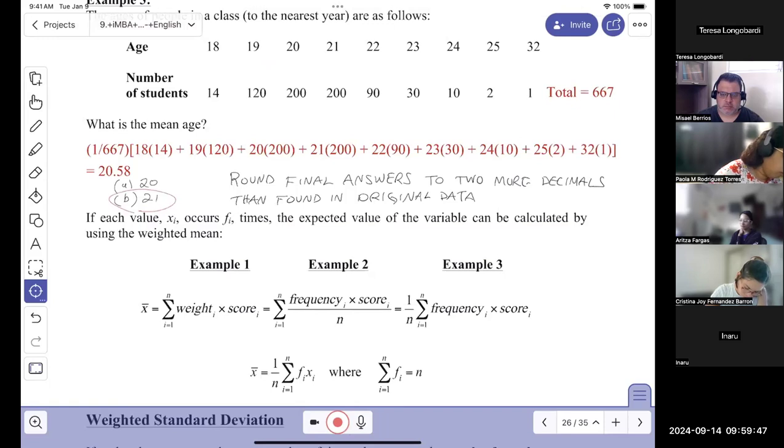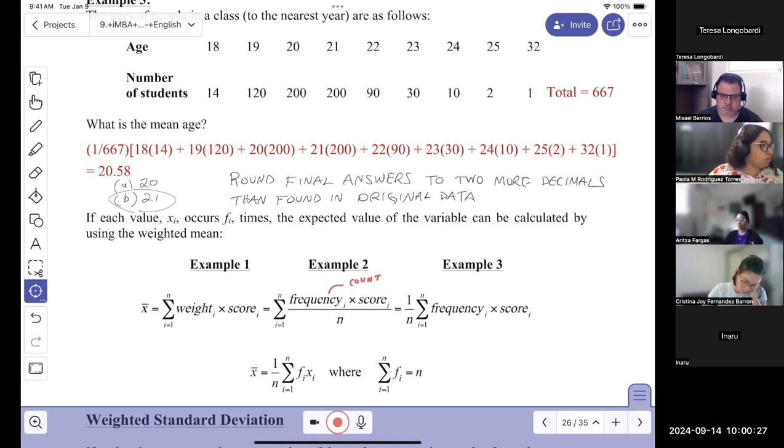All right, so I just showed you in the first example, we were given the weights and we used the principal weight times score, summing them. In the second example, we used the frequency or the count, I call it the count, times score. And then we divided by n because these are really weights. In the third example, I used frequency times score, and then I divided at the end. So they're all the same thing. They're all the same formula. They all mean X bar.